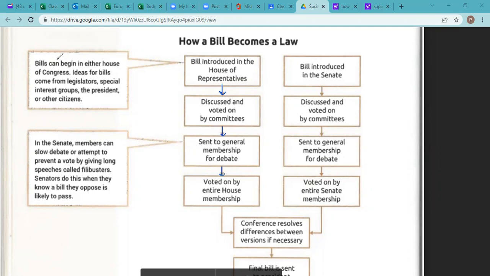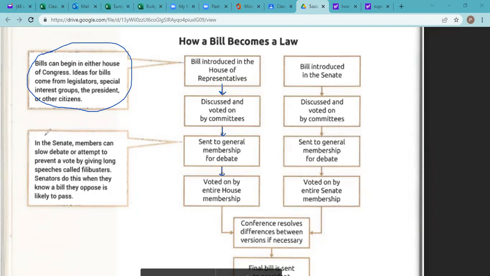Okay, over here on the left, some extra information. Bills can begin in either house of Congress. Ideas for bills come from legislators, special interest groups, the president, or other citizens.